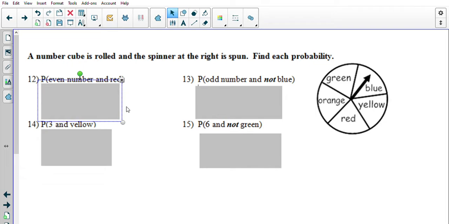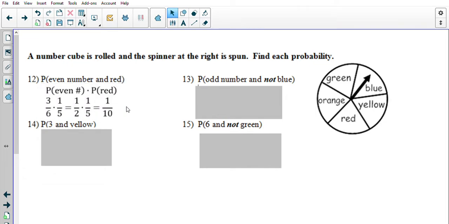So an even number on that die is 3 out of 6: 2, 4, and 6. And then for the spinner to land on red, it's 1 out of the 5 sections. They should be equally sized. I made it as close as I could when I made this spinner here. It's probably not perfect, but we'll go with it. So you've got 1/2 times 1/5 to get 1/10 for that probability.